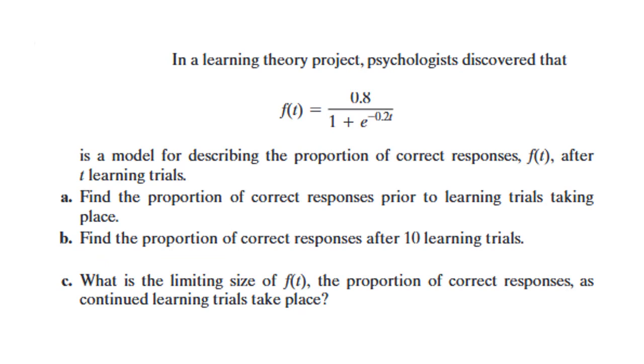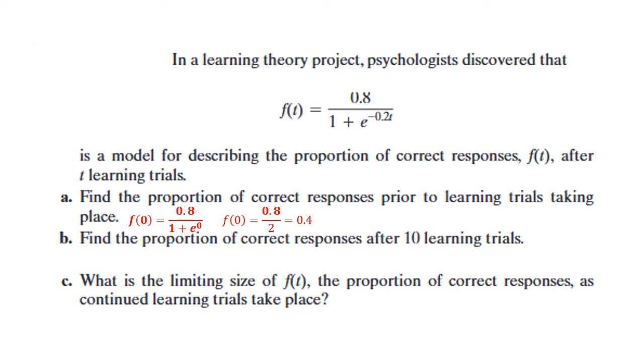So we have an example. In a learning theory project, psychologists discovered that this is the model for describing the proportion of correct responses after t learning trials. Find the proportion of correct responses prior to learning trials taking place. That's when t equals 0. So we're going to plug in 0 for t, and that's going to be 0.8 over 2, and that's 0.4. So that's the proportion of correct responses prior to learning trials.